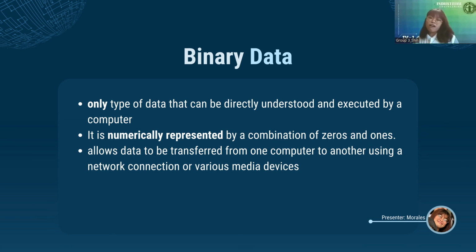So there are a lot of types of data, but let's discuss the binary data. Binary data is the only type of data that can be directly understood and executed by a computer. Also, it is a type of data that is represented or displayed in the binary numeral system, which is a system that is numerically represented by a combination of zeros and ones. It allows data to be transferred from one computer to another using a network connection or various media devices.